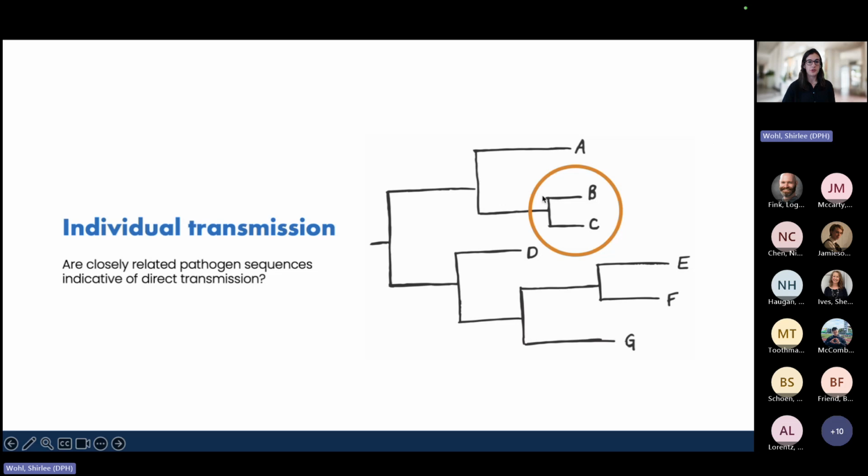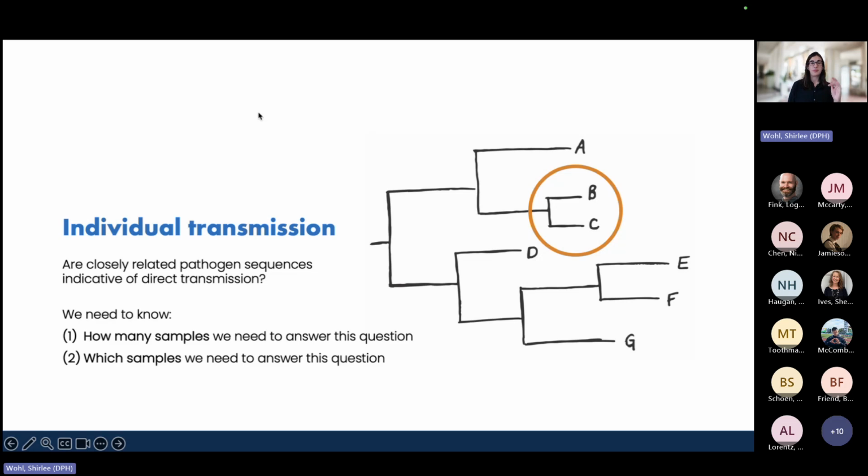And if these two look the closest related to each other, we're assuming that they are linked by transmission as well. But if we don't sample 100% of the cases, how many do we have to sample to get to the point where we feel relatively confident saying that these are actual links? Again, we can split this up into the how many versus which samples question. The which samples is a little bit easier this time because we're dealing with a much smaller scale than in the previous.